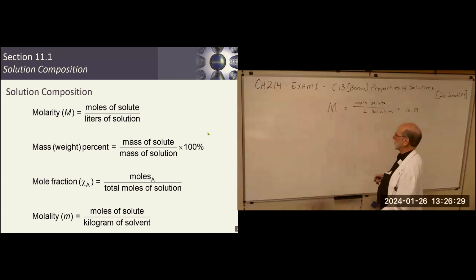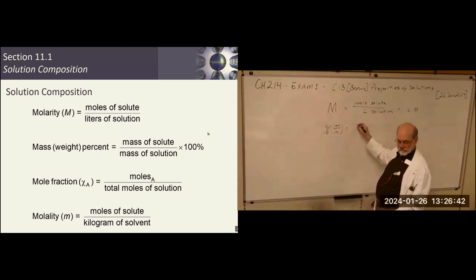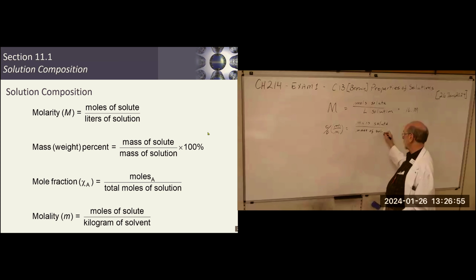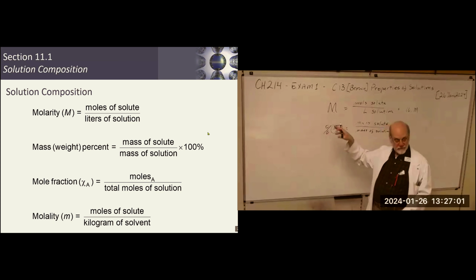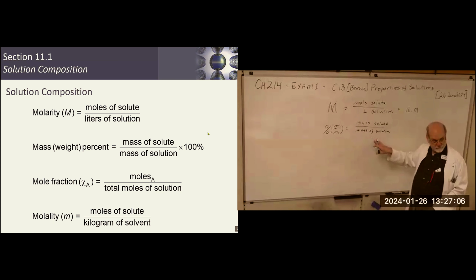The other method is mass percent. And this is, let's see, I would say percent mass/mass. What that means is it's mass of the solute per mass of the solution. So this way, it's parts per hundred only in mass. So 1% would be 1 gram in 100 grams of solution.